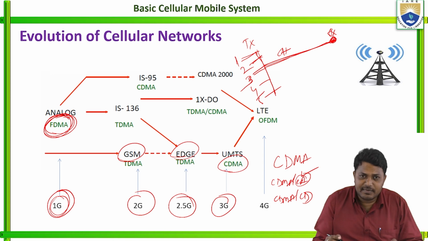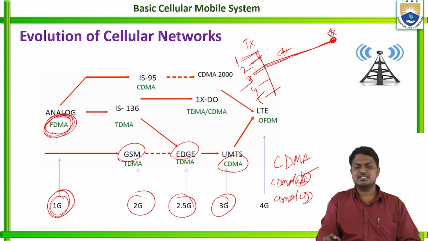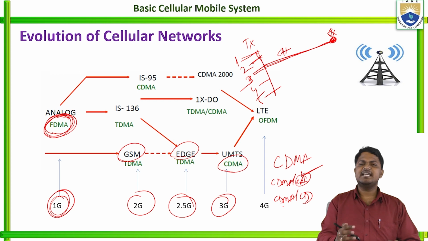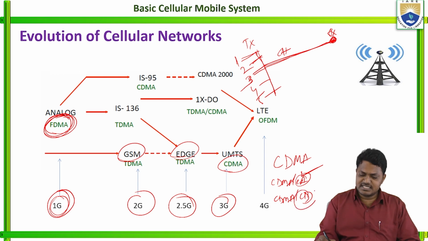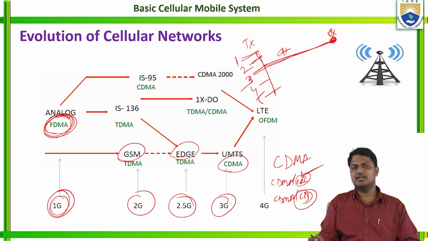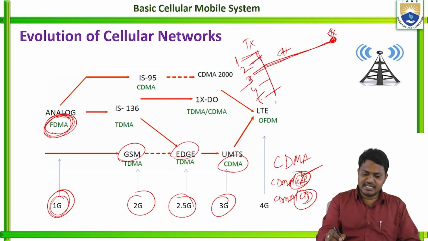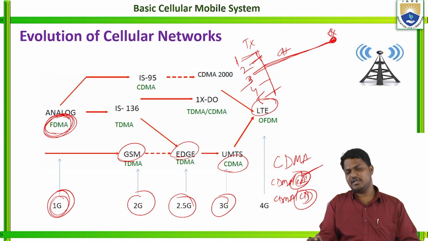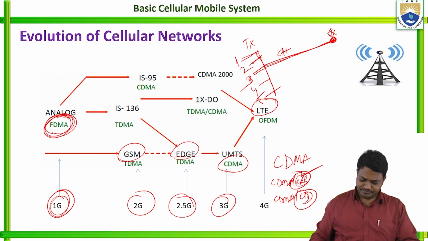When code division multiple access was introduced in the third generation mobile communication system, the complete data is divided into codes, and each code is transmitted slot-wise. CA is collision avoidance, CD is collision detection. When a collision is detected, we have to avoid the collision, right? So the technique introduced here is collision avoidance, that is CDMA/CA. The last one is LTE, long term evolution, where OFDM, orthogonal frequency division multiplexing, is introduced in the fourth generation.